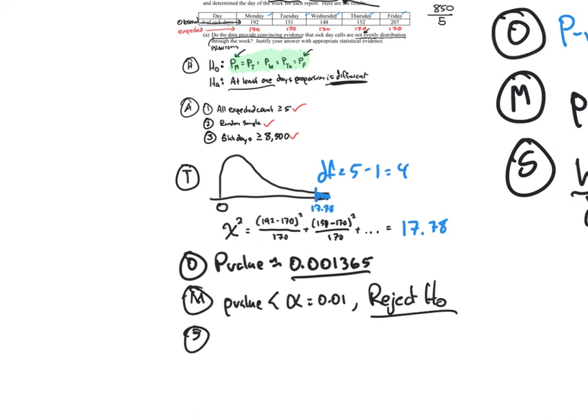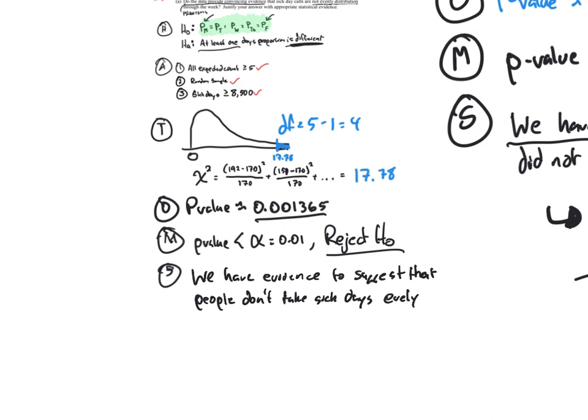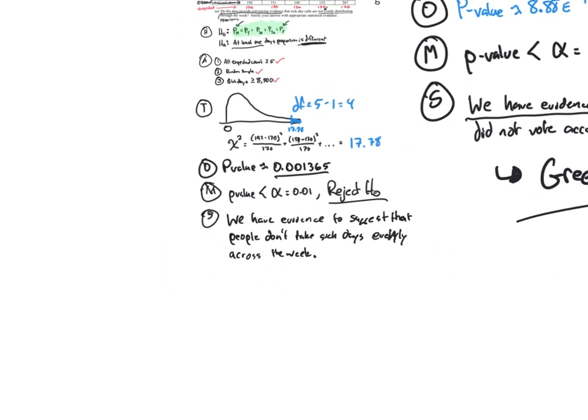Summary. What does that mean? That means we have evidence to suggest that people don't take sick days evenly across the week. And then we could go further into suspicion. Which day of the week contributes most?